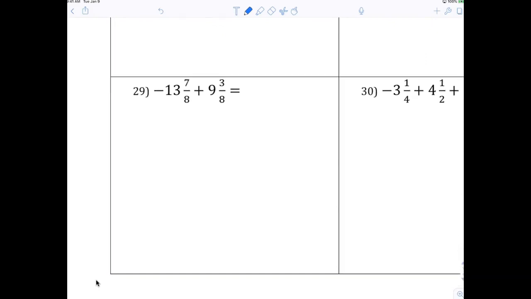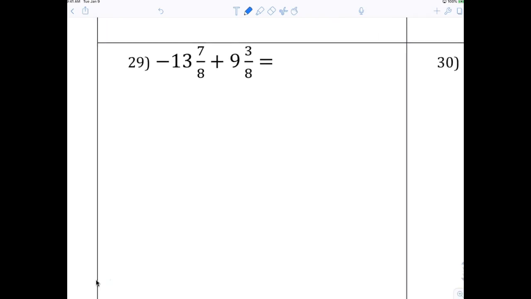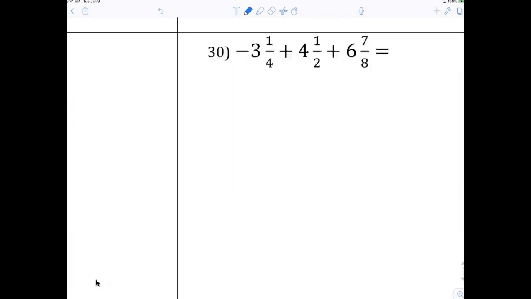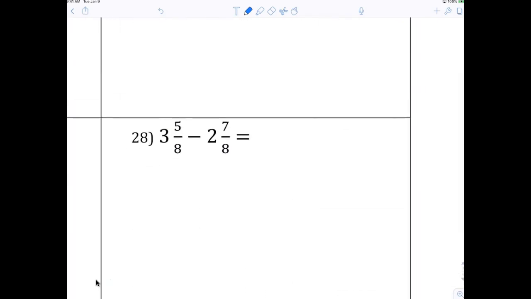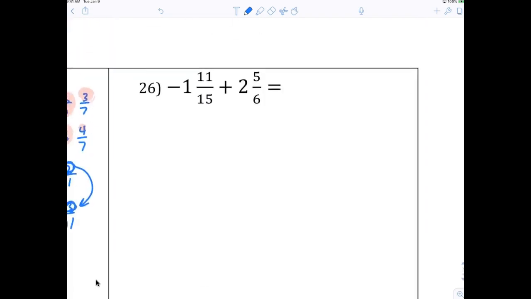All right, so let's find one just to make sure I'm telling you correctly. Let's look at 29. Just look up on the board. Do I have to borrow on number 29? No. Good job. Hold up. Do I have to borrow on number 28?